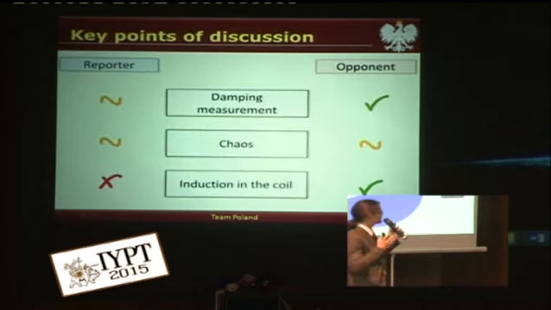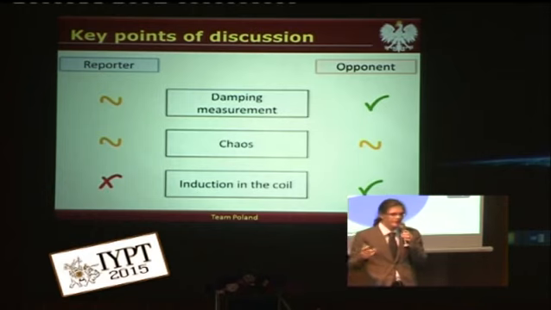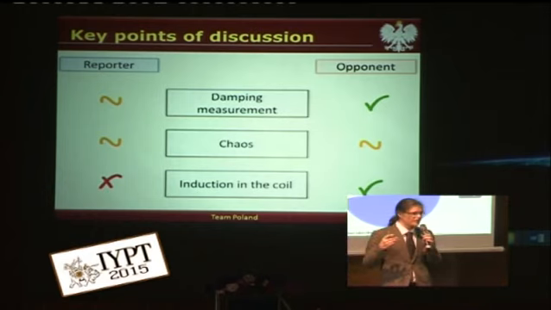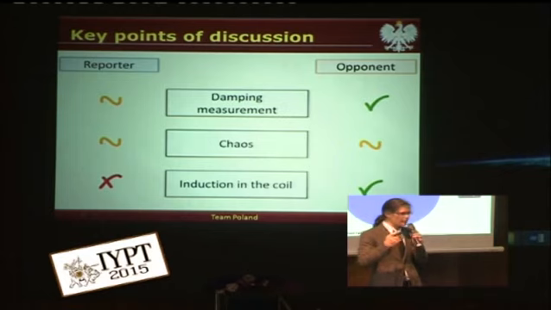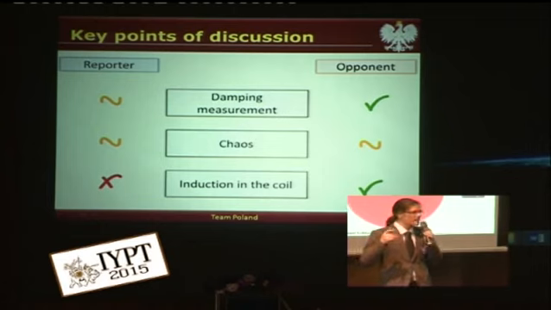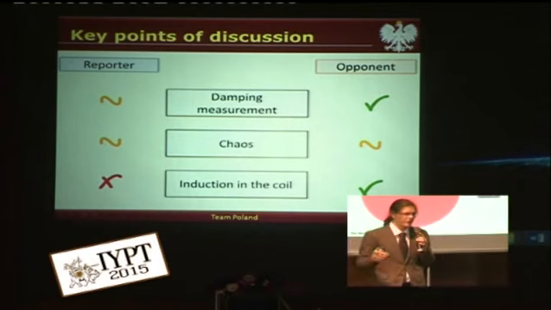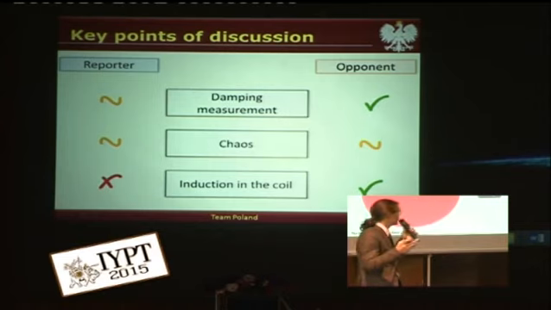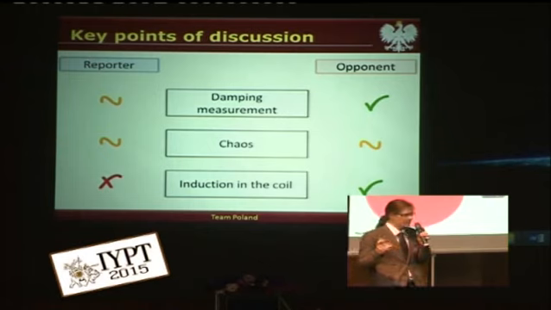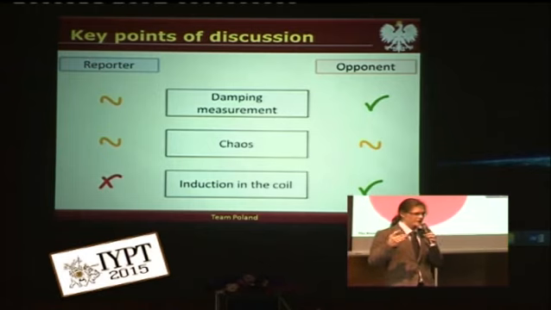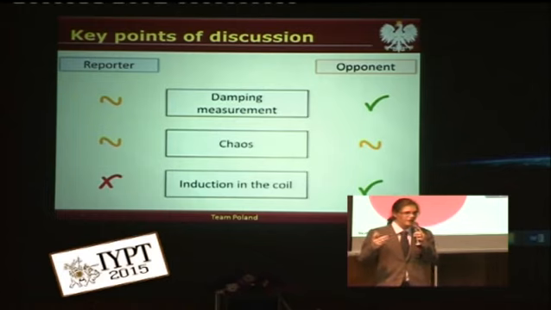So in the discussion, the first part of this discussion about the damping measurement, we really liked what the opponent said, that damping may really influence this phenomenon, and asked about why the reporter used this certain method of including damping in the equations. Then the discussion moved on to chaos, and we think that chaos is really important because it challenges the experiments carried out by the reporter, and there should be more discussion of it in the presentation. And in the end, there was the induction in the coil, because the coil is not as simple as the reporter stated, in my opinion, and therefore we think there should be much more investigation of this in the presentation.